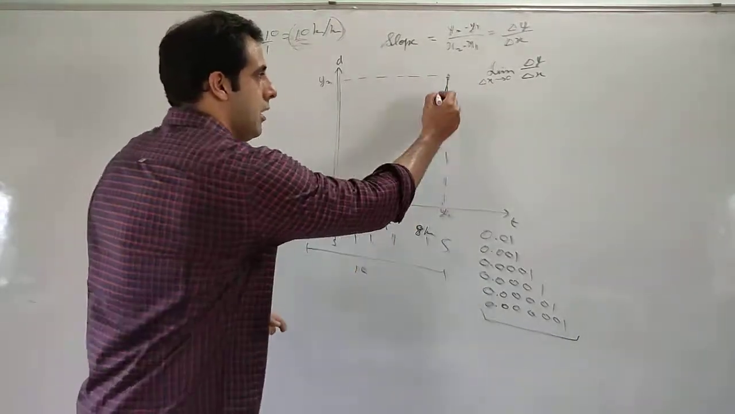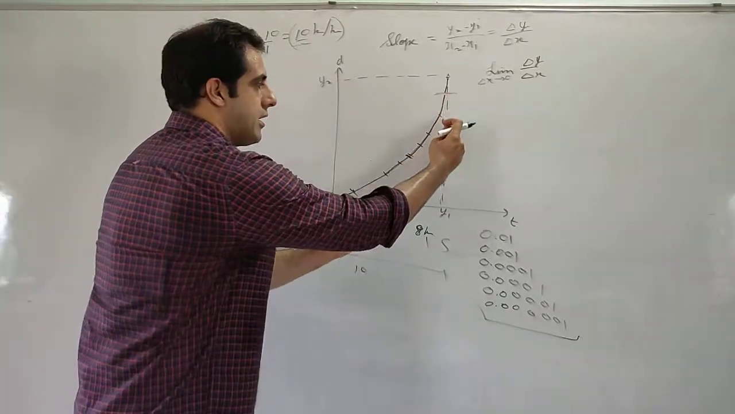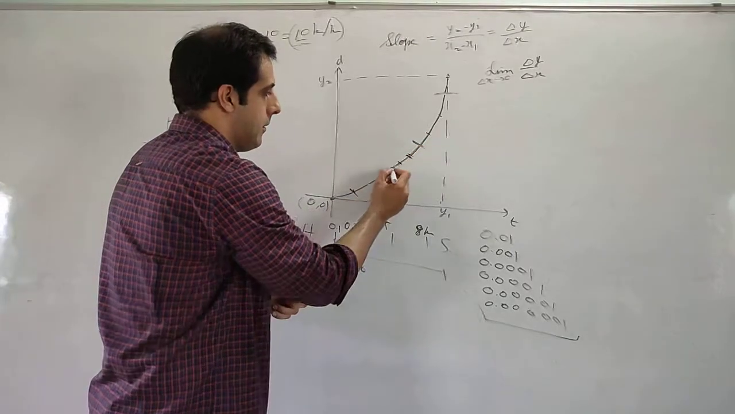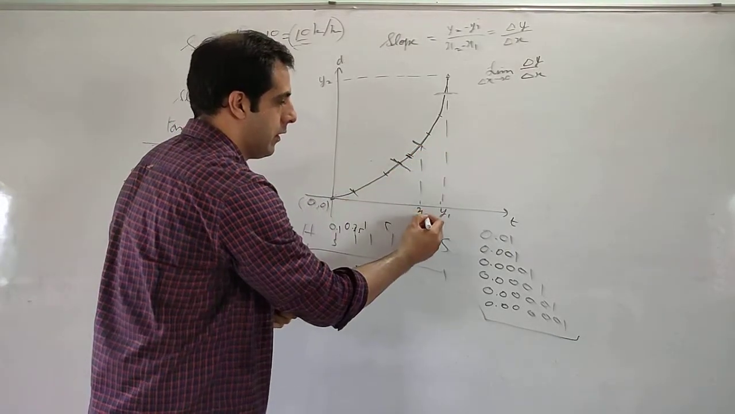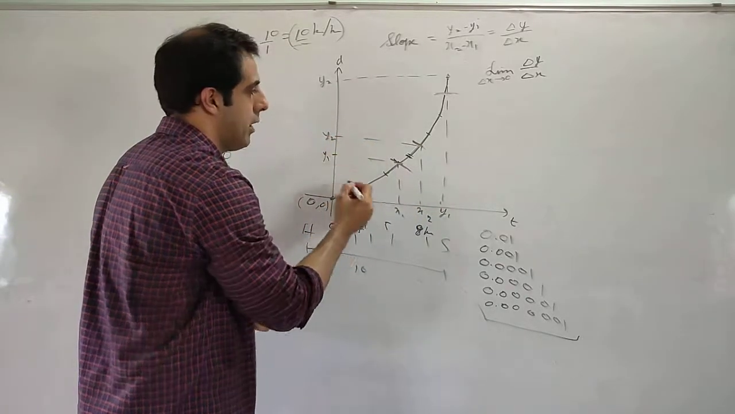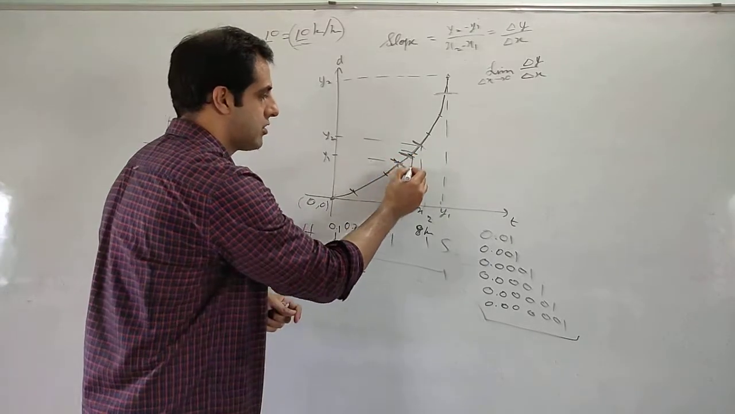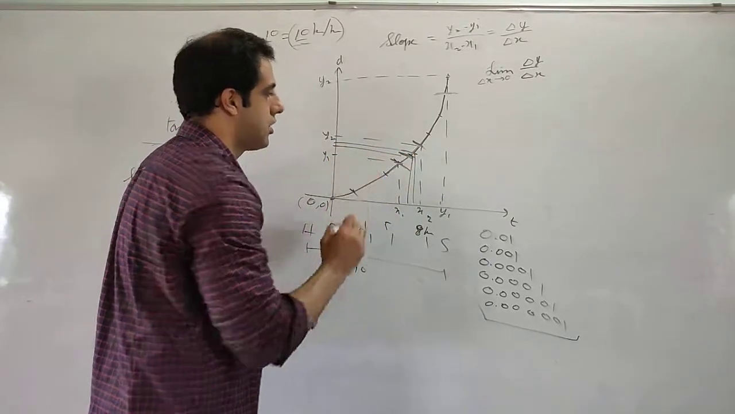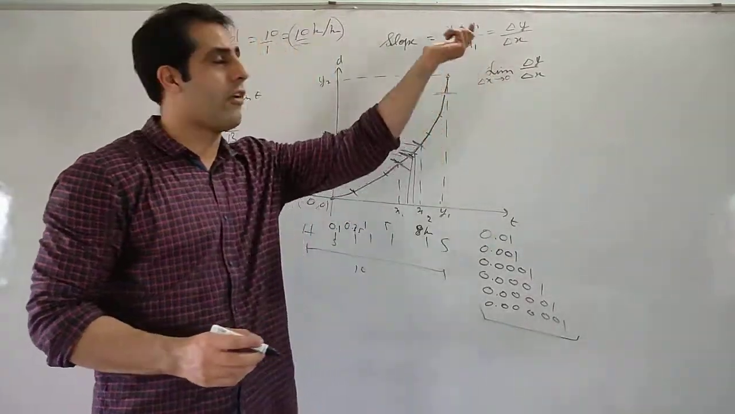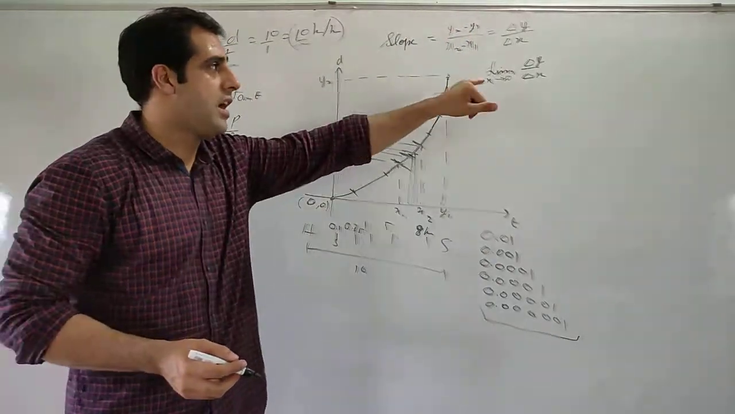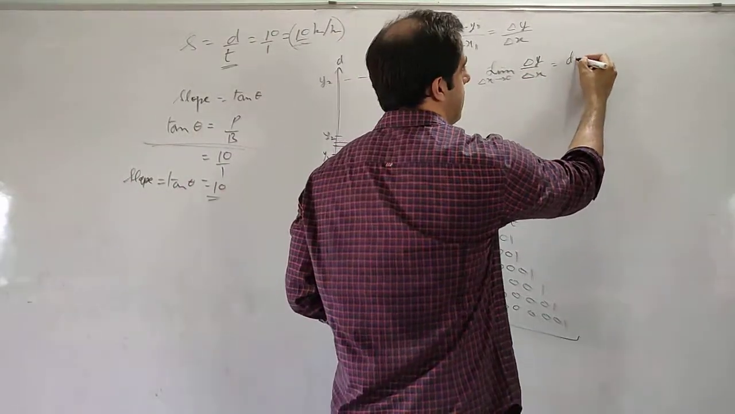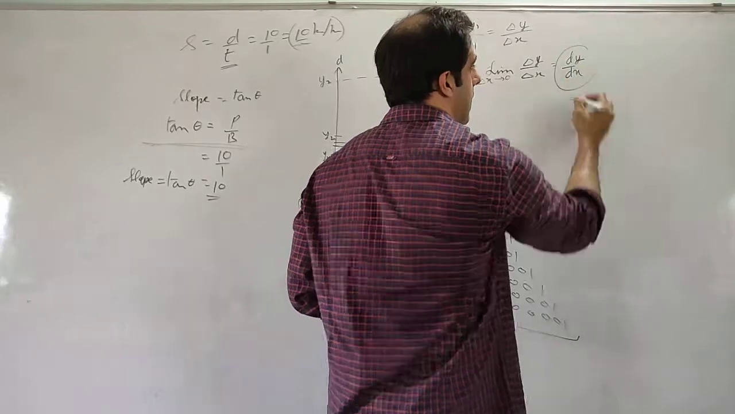Because of this, what will happen? If this was x2 and x1 and I am bringing them closer, then y2 and y1 will also come closer. If this is the new position of x2 and x1, then this will be the new position of y2 and y1. So as I am bringing x2 and x1 closer, y2 and y1 are also coming close and approaching 0. This, in the terms of differentiation, is written as dy by dx.